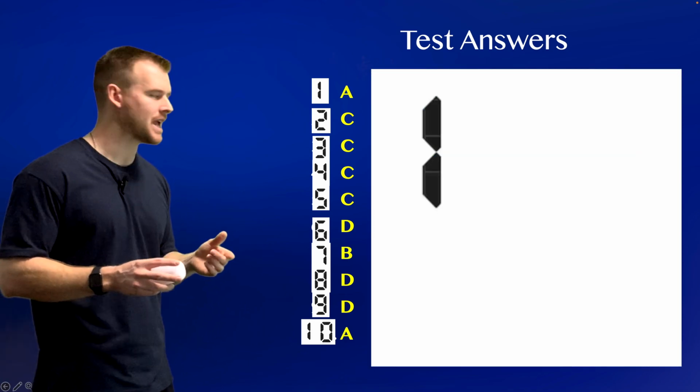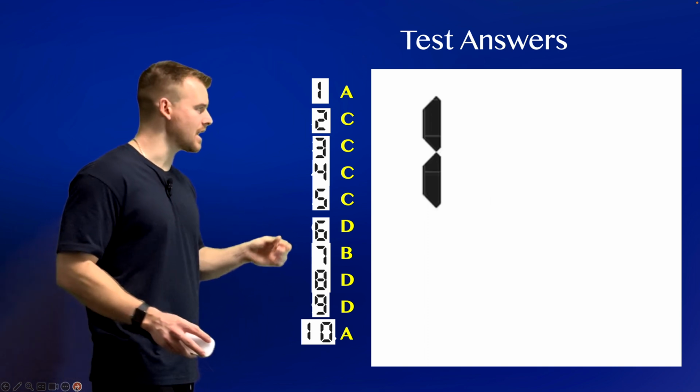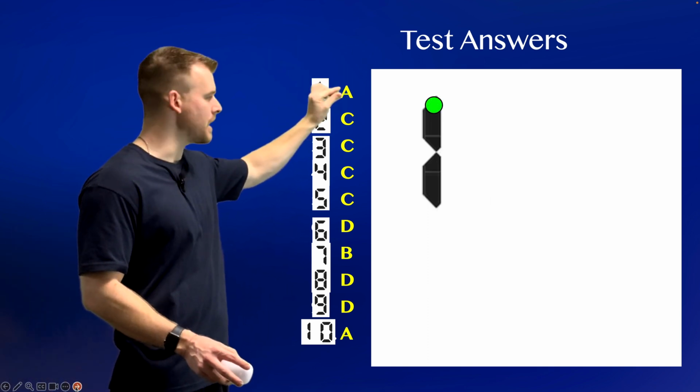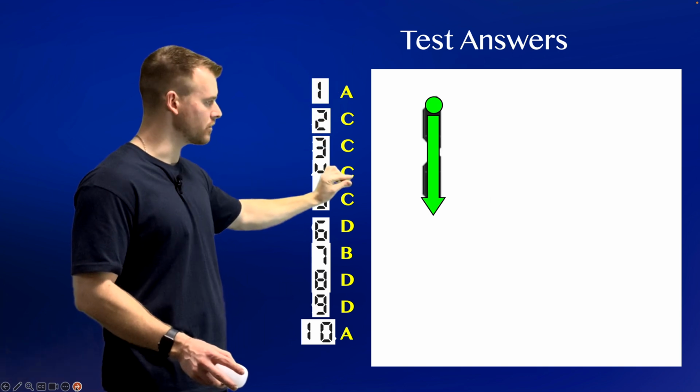Let's look at number 1. If I was to draw number 1 and I would begin with my pen at the top of the page, I have to move it down in one direction.